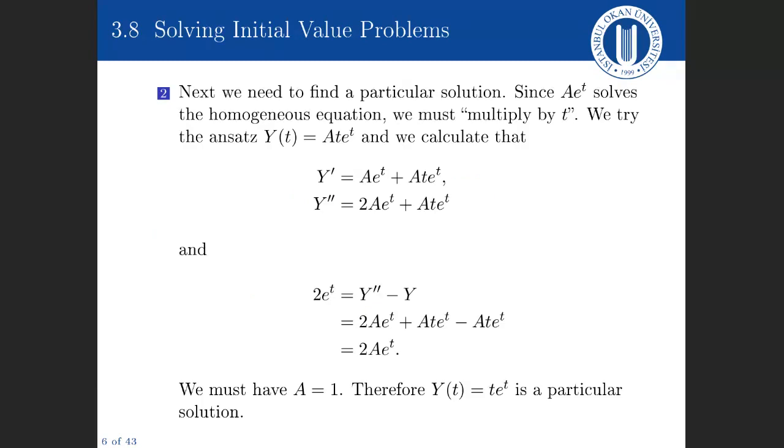Step two, we need to find a particular solution. Now here, because a e to the power t solves the homogeneous equation, we can't use this function in our ansatz. So instead, what we do is we multiply by t. Instead of trying a e to the power t, we're going to try a t e to the power t. We differentiate two times and put into our equation, and we can find that 2 e to the power t must be the same as 2a e to the power t. So clearly a is equal to 1 and our particular solution must be t e to the power t.